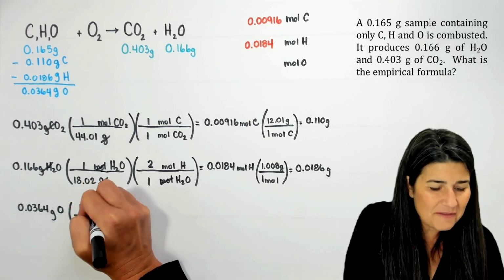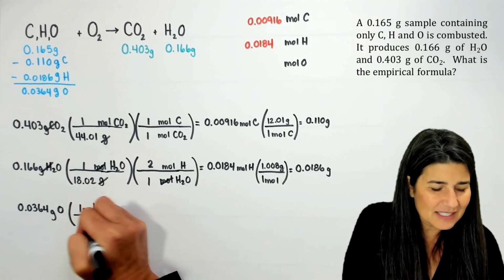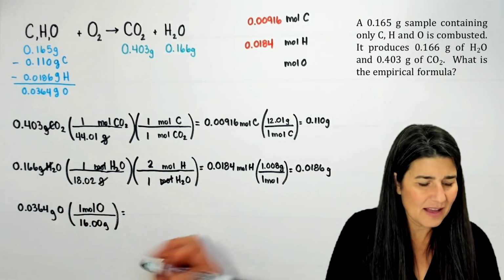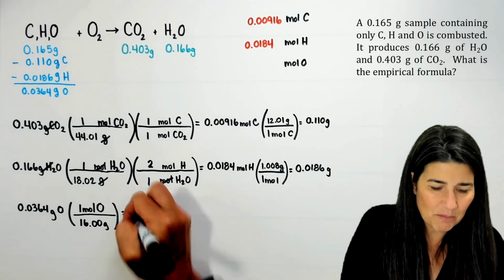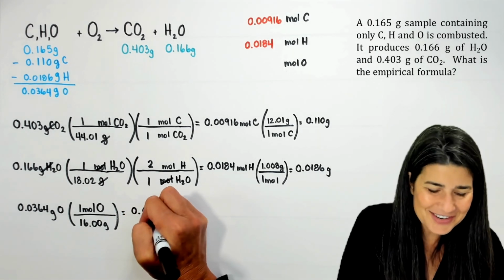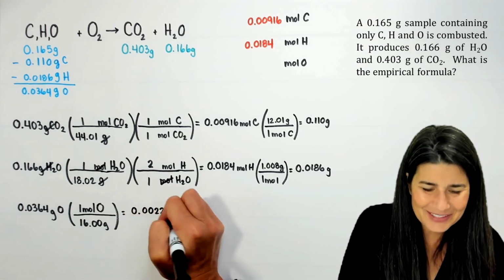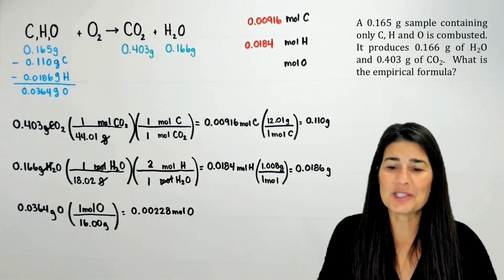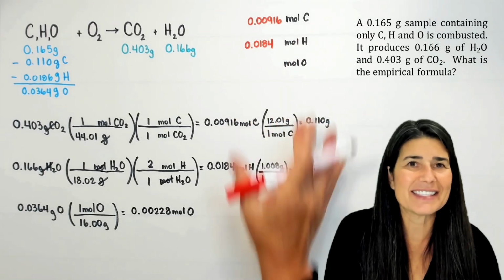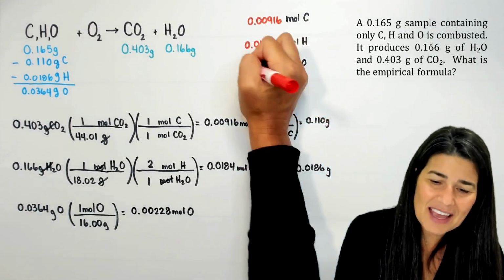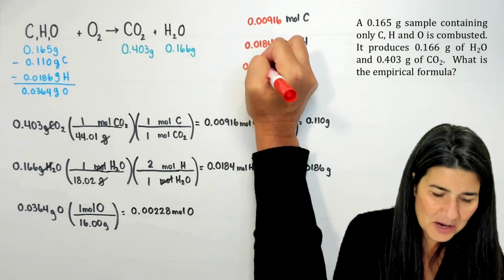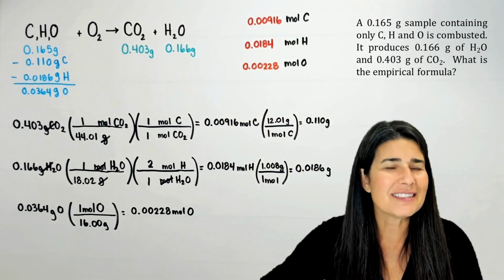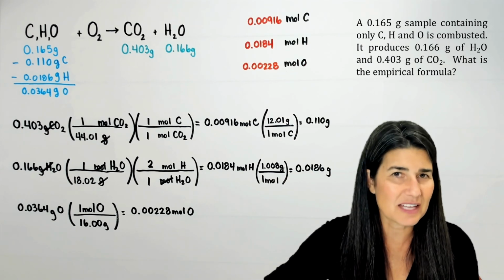I'm going to change that into moles of oxygen. 1 mole of O has a molar mass of 16.00 grams. If you divide your grams by the molar mass, I get moles to be 0.00228 moles of O. And again, remember, that's a super important number. We're trying to stay organized in all of this chaos. So I'm going to write that right here, 0.00228 moles of O.